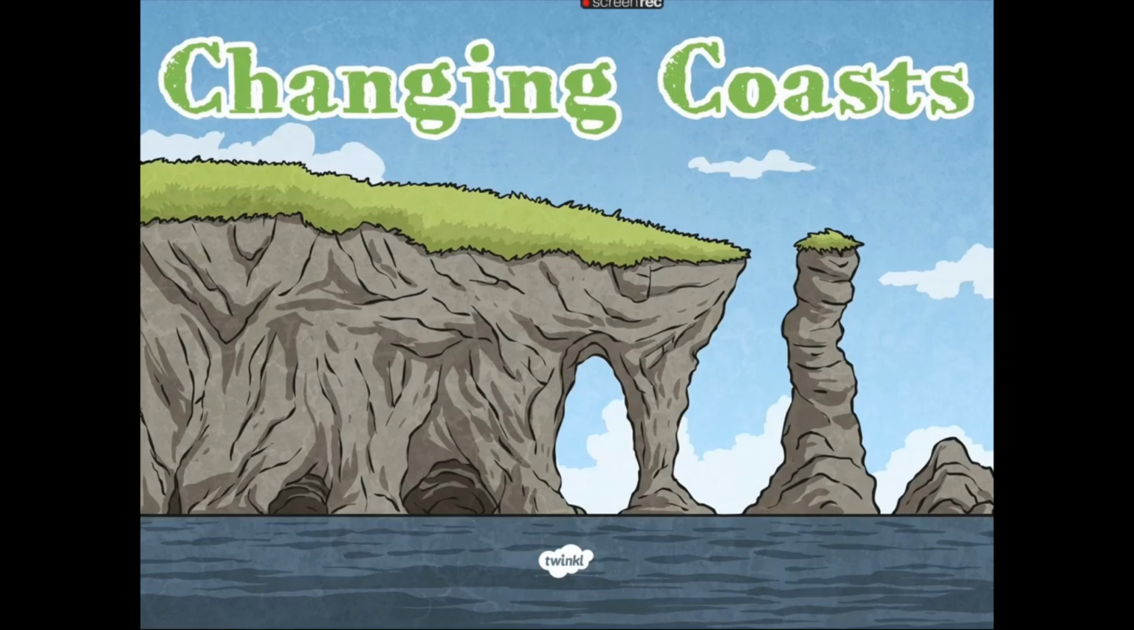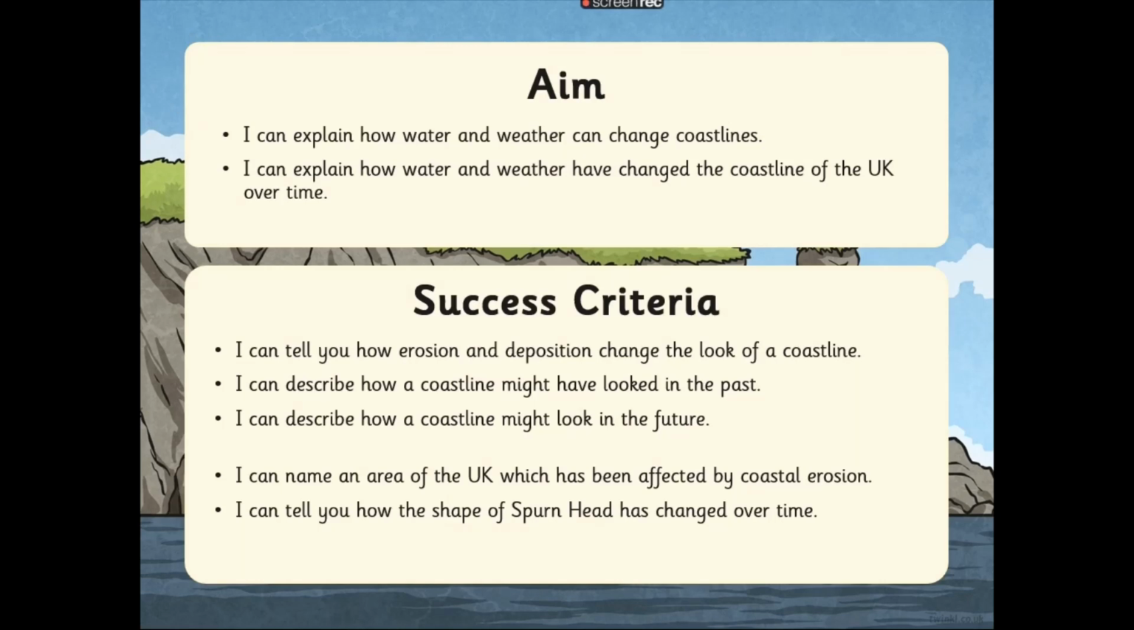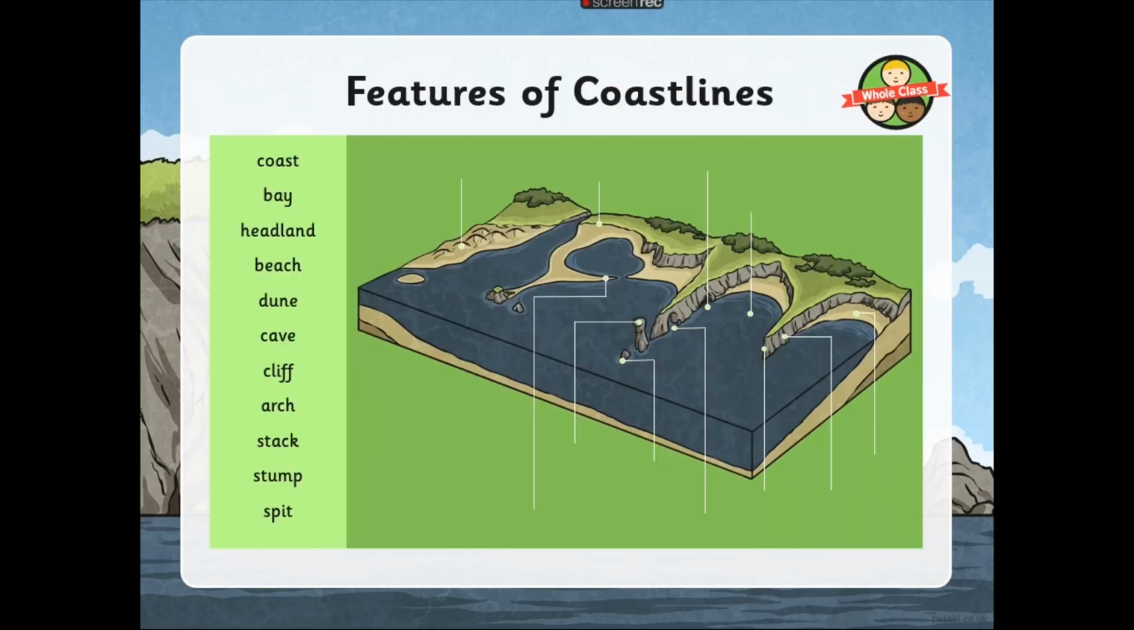Good afternoon, Year 6, and welcome to today's geography lesson, where we are looking at the changing coasts again. Now, we're going to be looking at how water and weather can change coastlines, and explain how water and weather has changed the coastline of the UK over time.